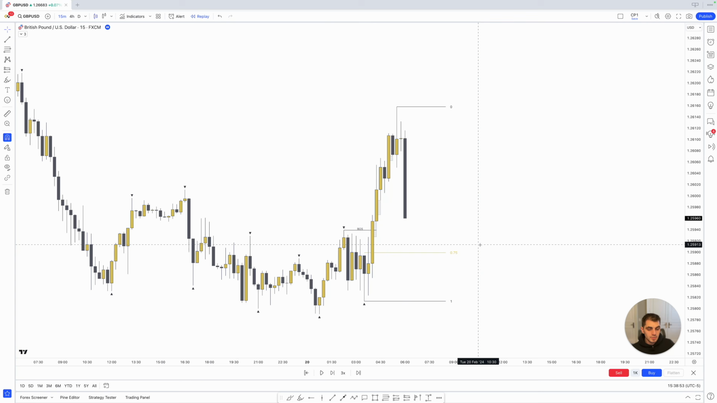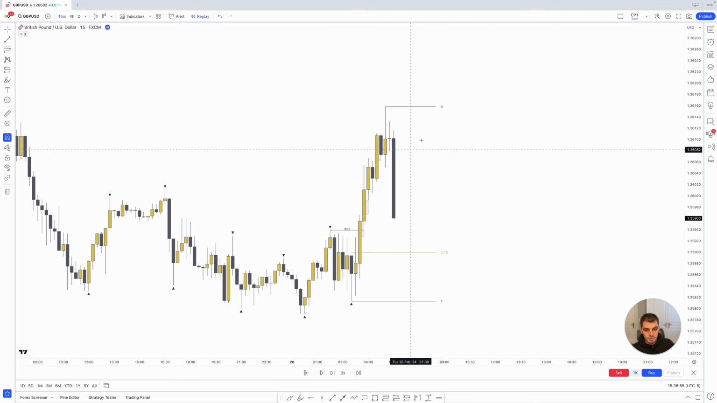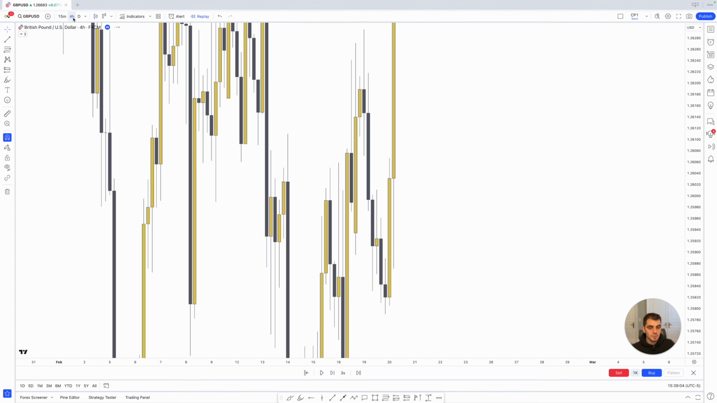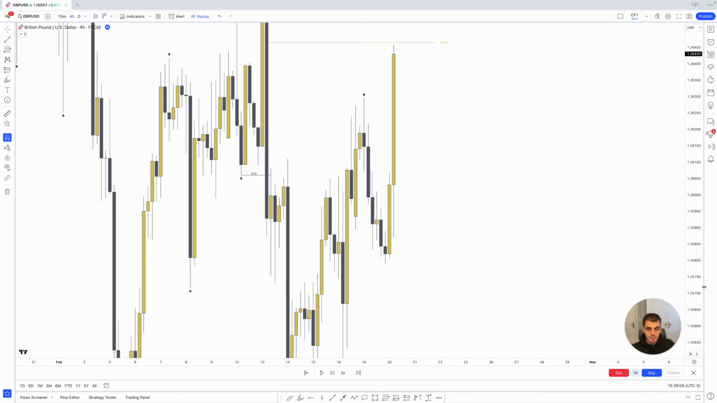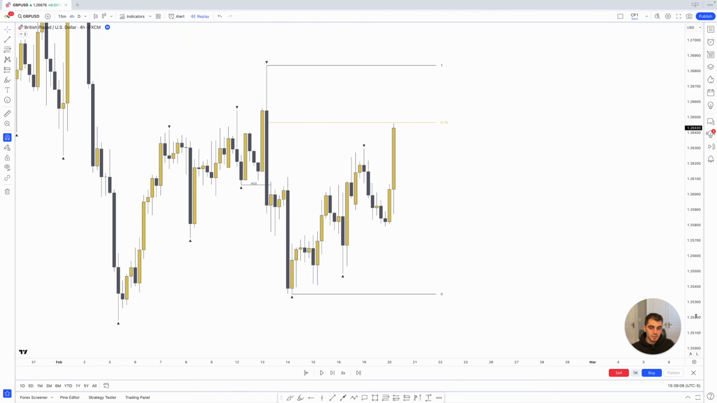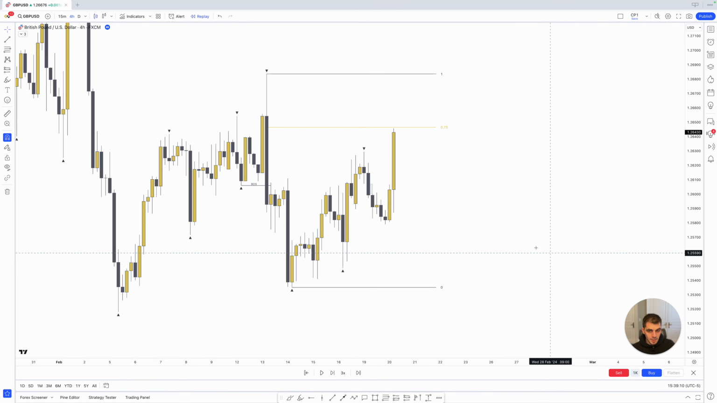So as you can see here, the Fibonacci tool has been set up in a buying scenario. So that means we're looking to go long on GBP USD. But then we have to toggle to the 4-hour time frame and ask ourselves, does that make sense to be buying on the lower time frame? Does that line up with a higher time frame bias?